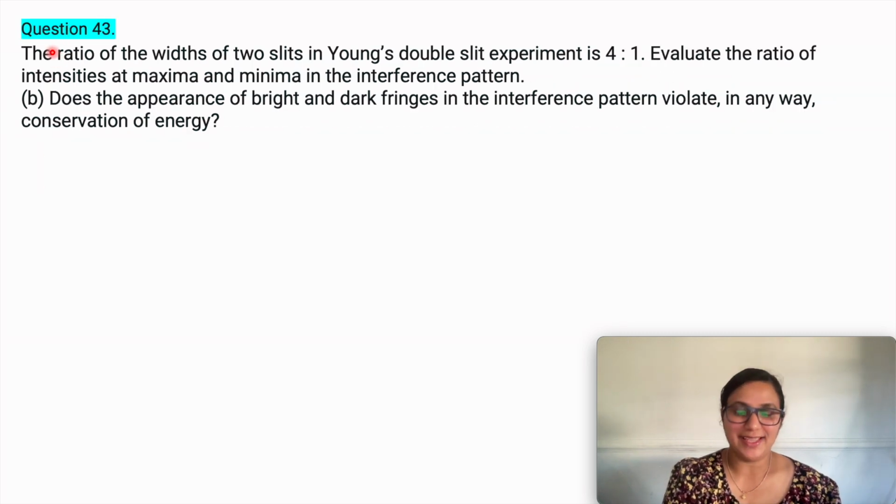Question number 43. The ratio of the widths of two slits in Young's double slit experiment is 4:1. Evaluate the ratio of intensities at maxima and minima in the interference pattern. Sub-question. Does the appearance of bright and dark fringes in the interference pattern violate in any way conservation of energy?